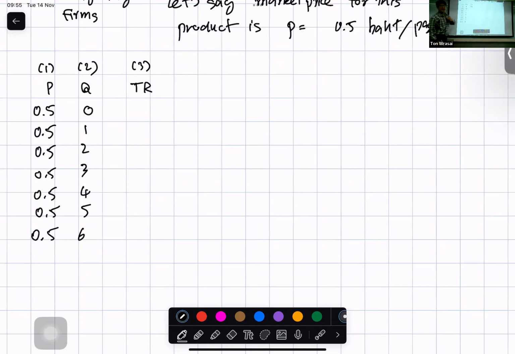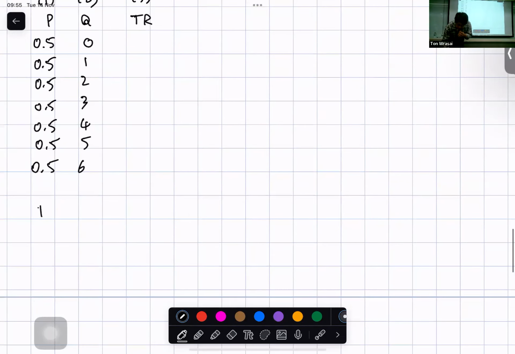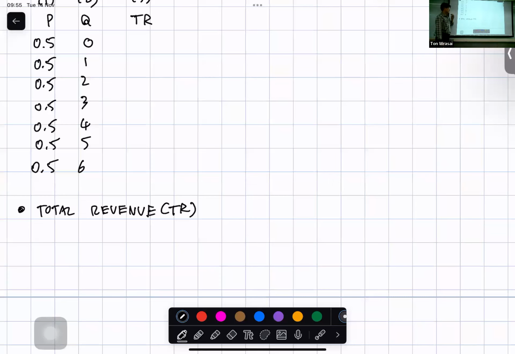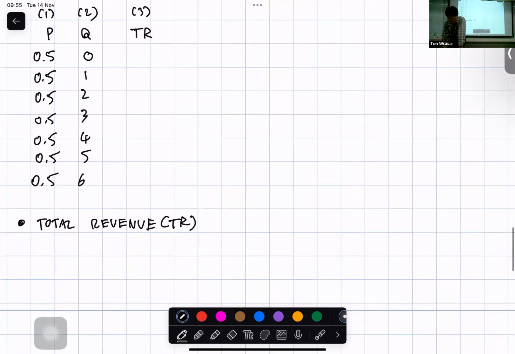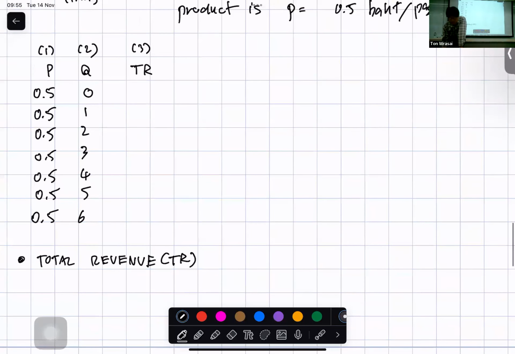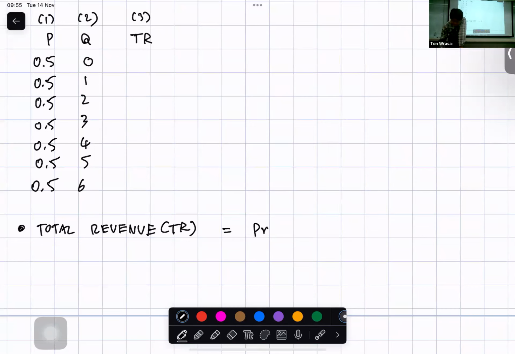We have TR. Okay, let's do total revenue, TR. Revenue received from selling the goods. Column 1 times column 2. Price P times quantity sold, Q.